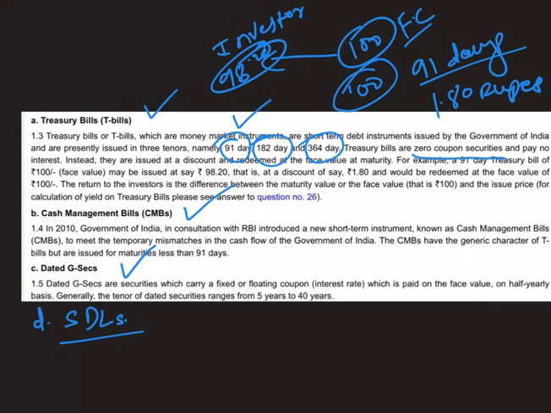They are similar to treasury bills, but the only difference is that they are issued for maturities less than 91 days. And similarly, we have the dated government securities which carry a fixed or floating interest rate. And here this interest is paid on the face value on a half yearly basis. And the tenure of these securities ranges from 5 years to 40 years. And similarly, we also have the state development loans, which are one of the kinds of the dated securities. So please note here that the government securities are issued by the Reserve Bank of India.